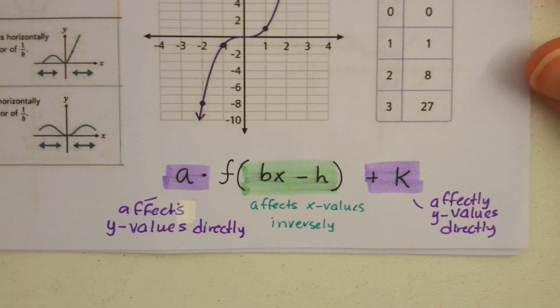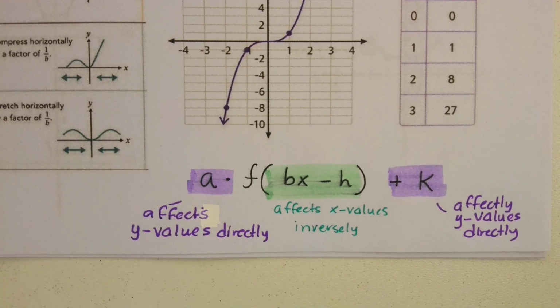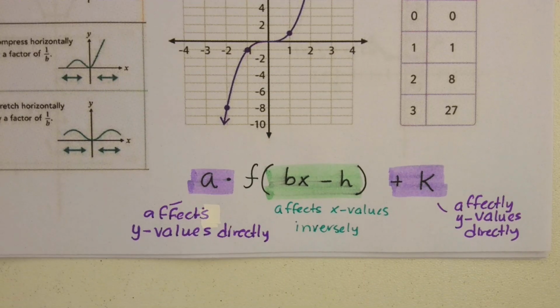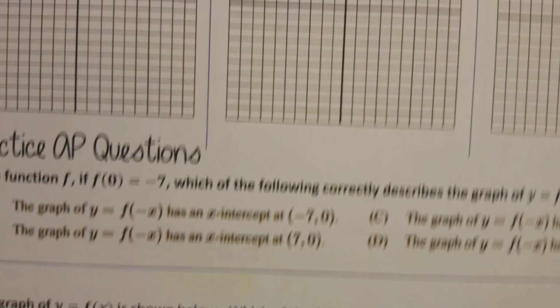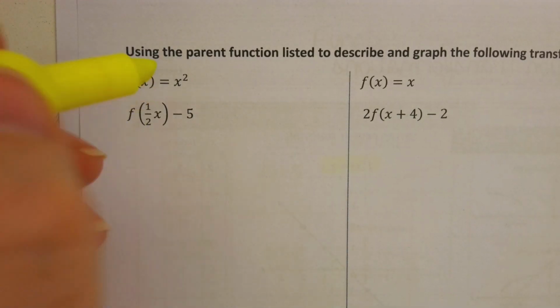All right, let's try one on the back. Everybody ready to try? So we're going to be given some sort of parent function. We're going to identify what transformations are happening to that parent function, and then we're going to adjust the point values and graph it. So looking at the parent function that we're given, it's the quadratic parent function, f of x equals x squared.